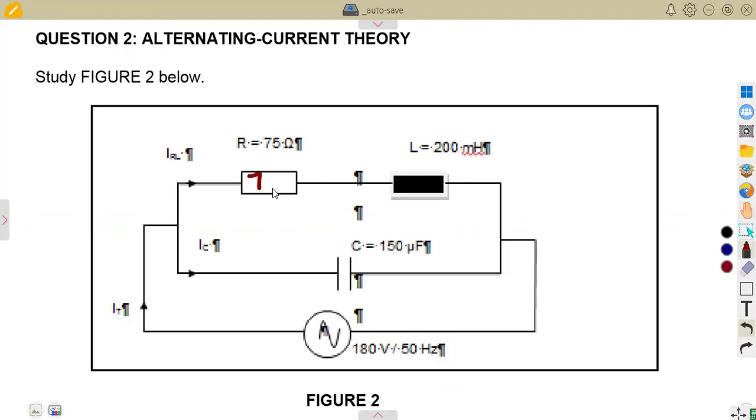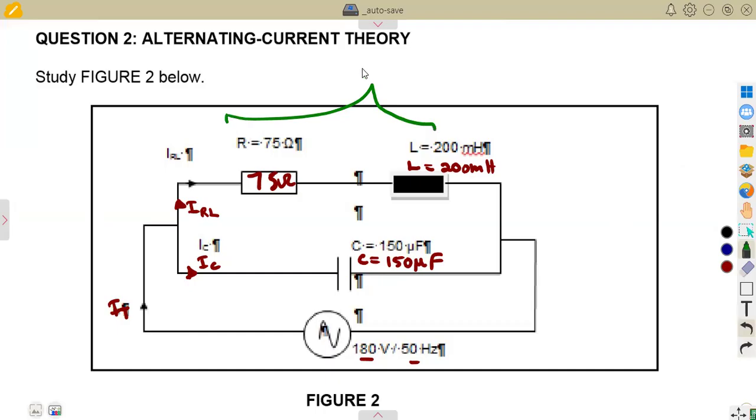So we are given the resistance of 75 ohms and the inductance, which is 200 millihenries. And we are given the capacitance of this capacitor as 150 microfarad with a voltage of 180 at 50 hertz. And this is the total current, the current flowing across the capacitor. And this is the current flowing across the coil, that is RL, where the resistor and the inductor are combined together to give us the impedance of the coil, ZRL.